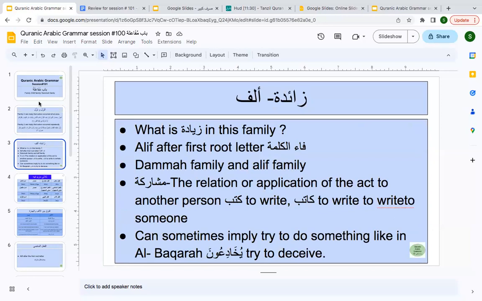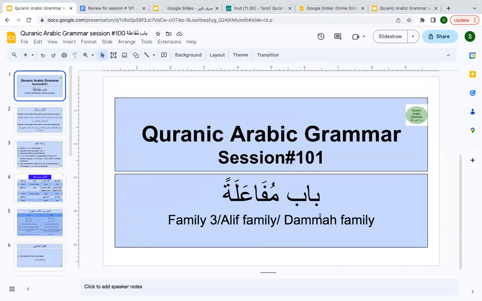So the family that we are going to do today is called Bab Mufa'ala. It is family number 3. It is also called Alif family, and it's also called Dhamma family. If I tell you that family number 4 and family number 2 can also be called Dhamma family, will you be okay with that? Can I also call them Dhamma families too?